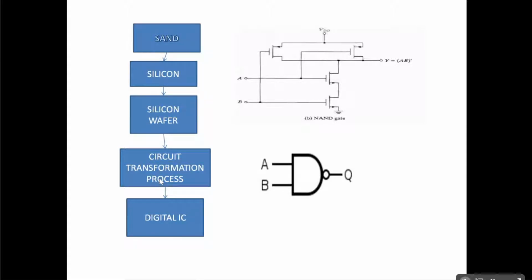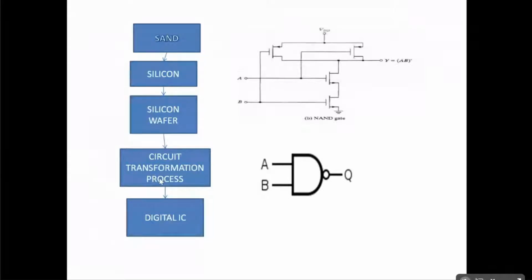This is the symbol for NAND gate, but in digital electronics laboratory or any other digital signal application, we are seeing gates, logic gates in the form of IC only. So how is the IC manufactured? This is the process of manufacturing the IC.